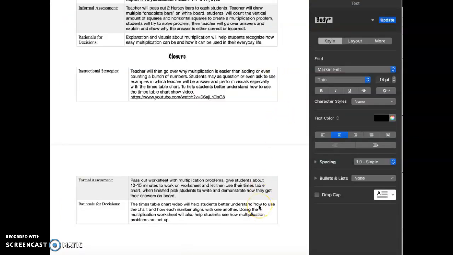And then overall, what they should take from it is that they should be able to know how the numbers align with the chart and how multiplication relates to their everyday life. And that's it.